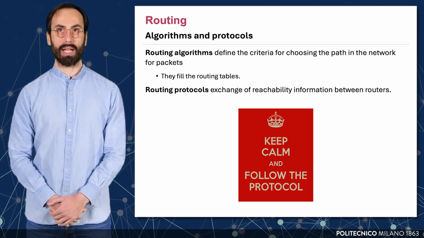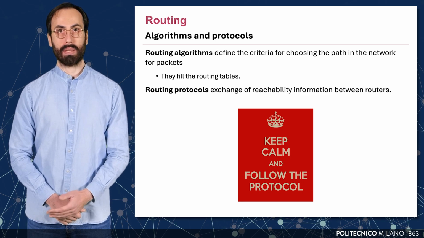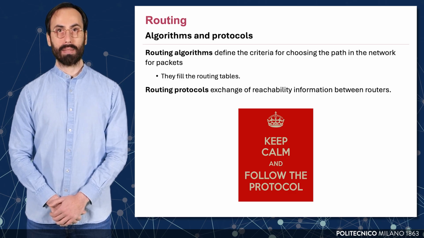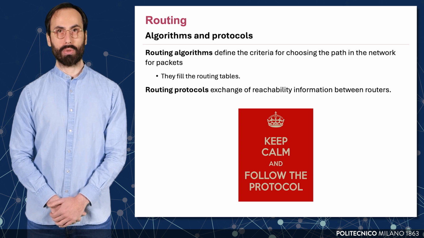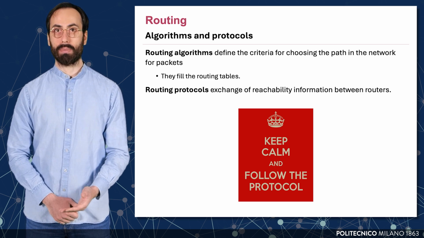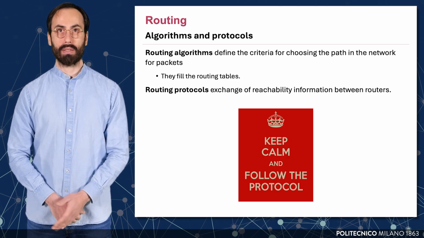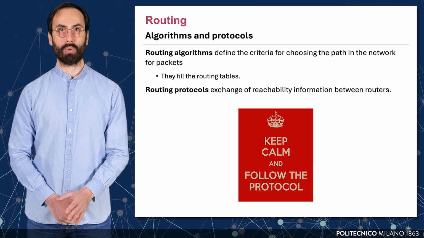Routing in networks relies on two key components: algorithms and protocols. Routing algorithms determine how to select the best path for forwarding packets through the network. These algorithms are responsible for calculating and populating the routing tables with the most efficient routes. On the other hand, routing protocols are used to exchange reachability information between routers. They ensure that routers remain updated about the state of the network and can adapt when topology changes occur. So, in short, algorithms decide how to route, and protocols ensure routers know what's reachable.